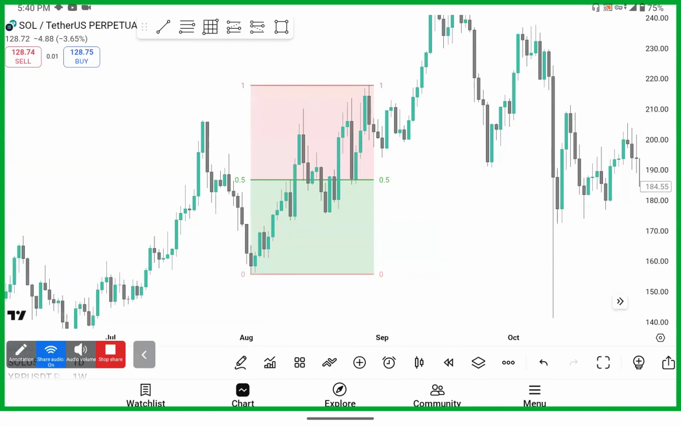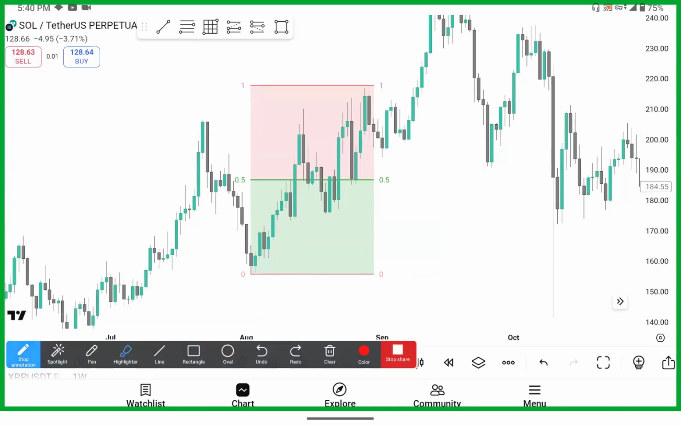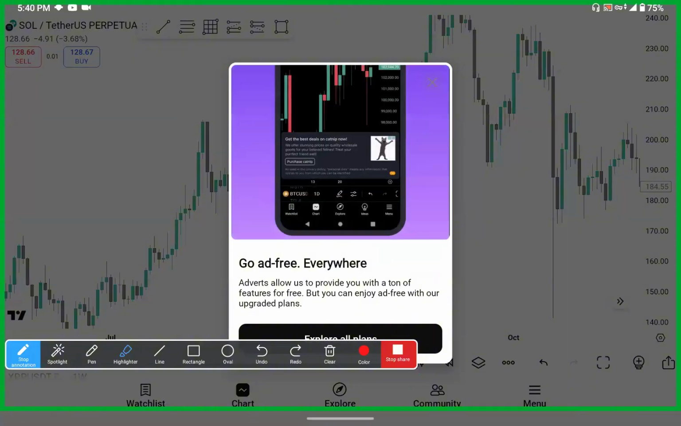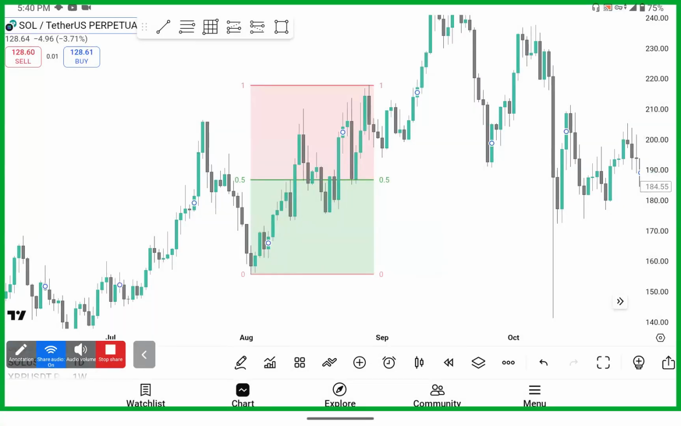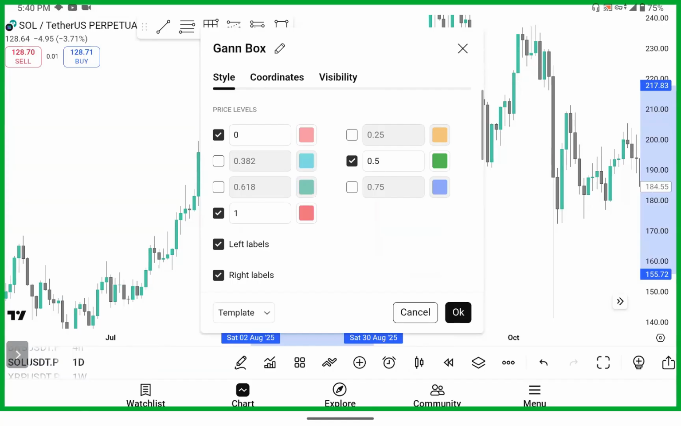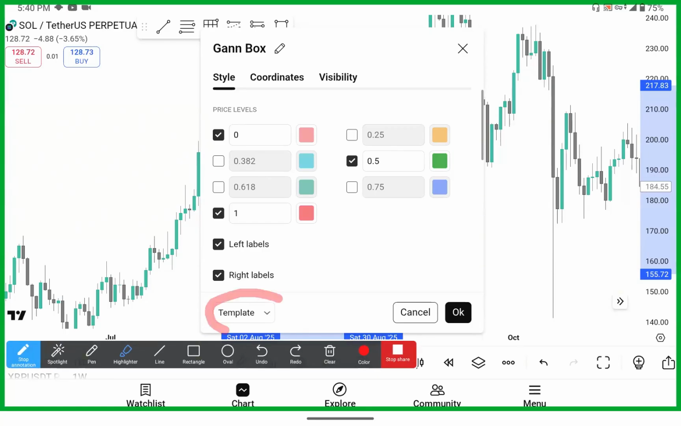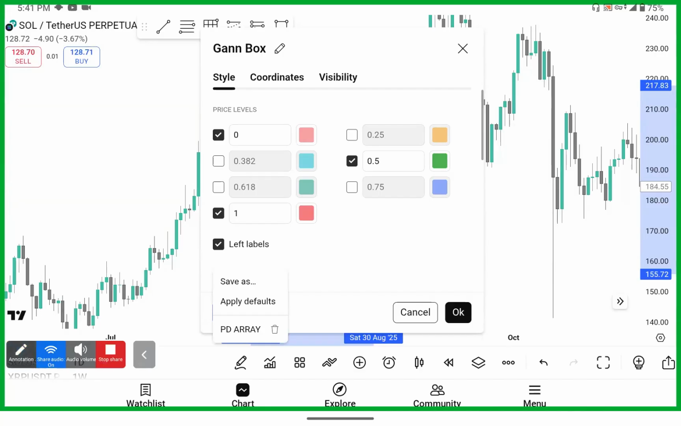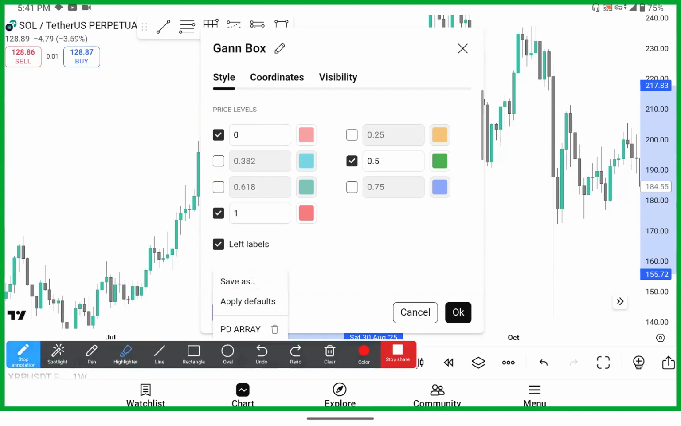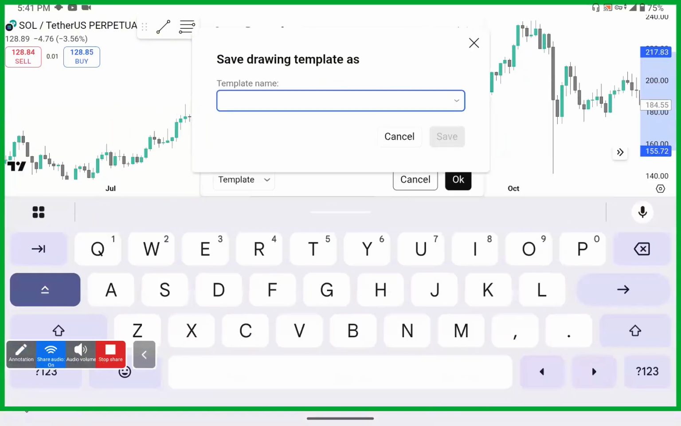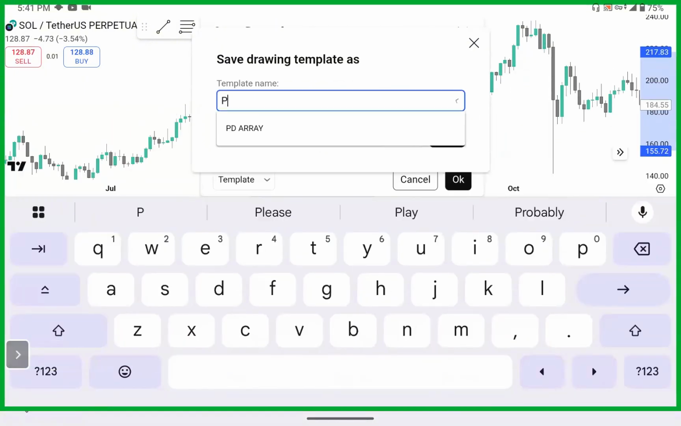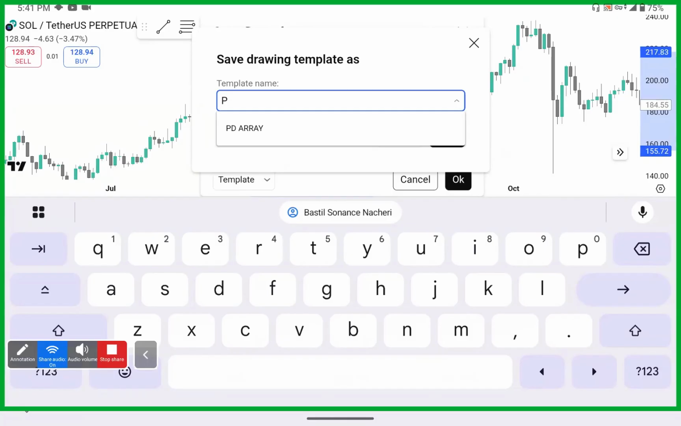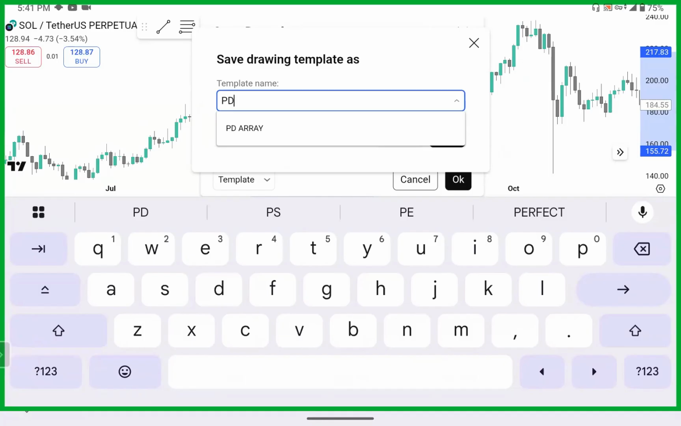So after setting it up like this, you just double tap on it. And then after you have confirmed you have set it up, you come and tap on this part, template. Then tap on save as, and then you can type in PD. Already for me, I had typed it in, but I just want to save it newly so that you should know how to do it. Yeah, you can just save it as PD or PD array.